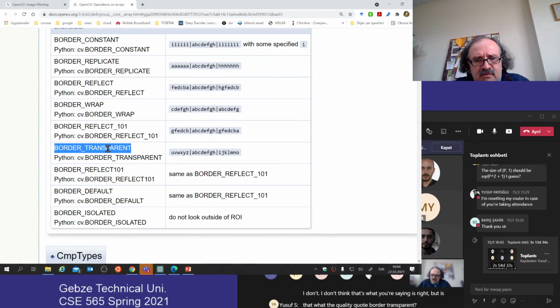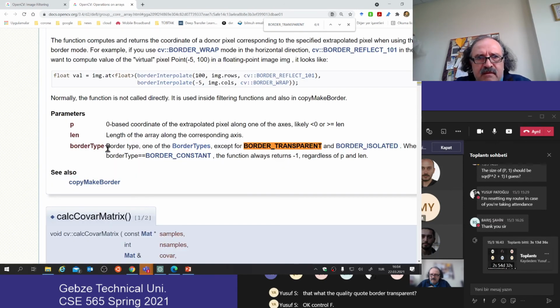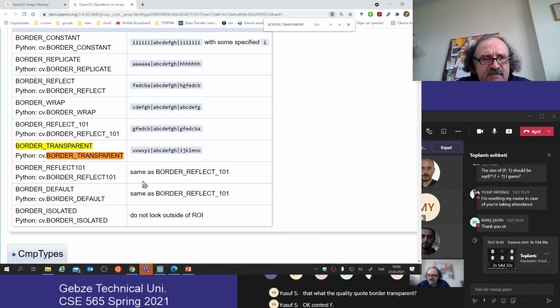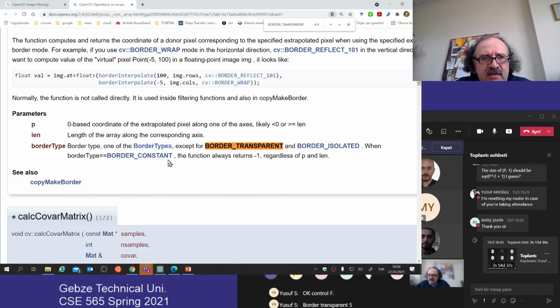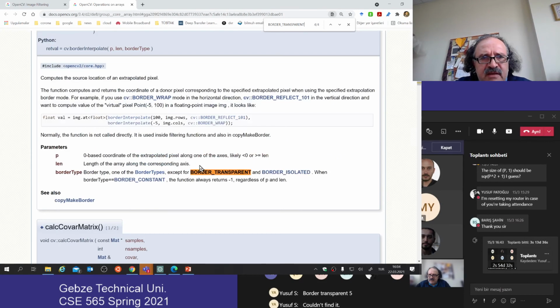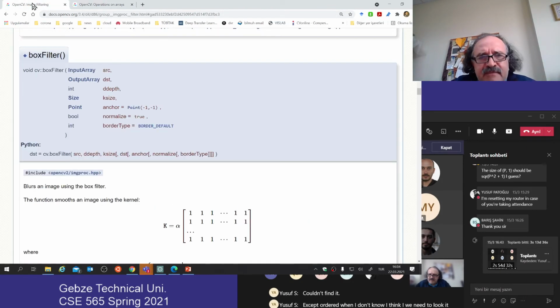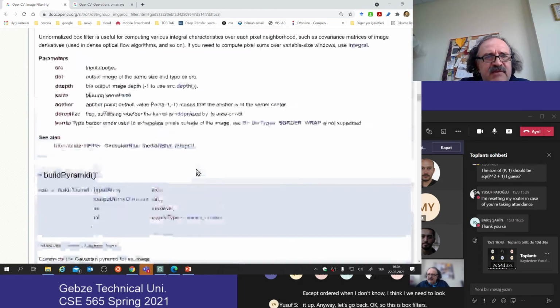Okay, Control F. Border transparent 5. Couldn't find it, except border when, I don't know. I think we need to look it up. Anyway, let's go back. Okay, so this is box filter and this is how it works.